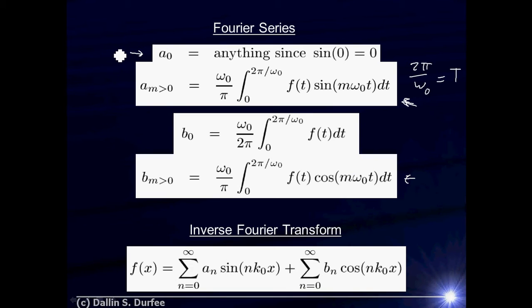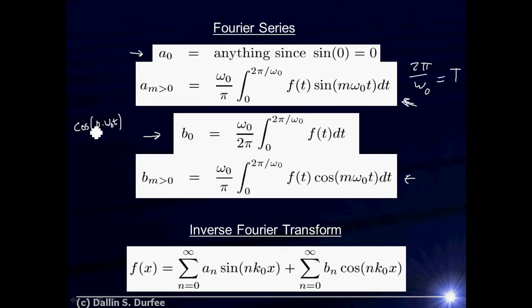And sine of 0 is always 0, so it doesn't matter what that is, right? We don't even worry about what a sub 0 is. B sub 0 is a little special because, remember, we multiply by a cosine or a sine, in this case a cosine, and we integrate both sides. For b sub 0, we're multiplying by cosine of 0 times omega naught t, all right? And that's just 0. Cosine of 0 is 1.